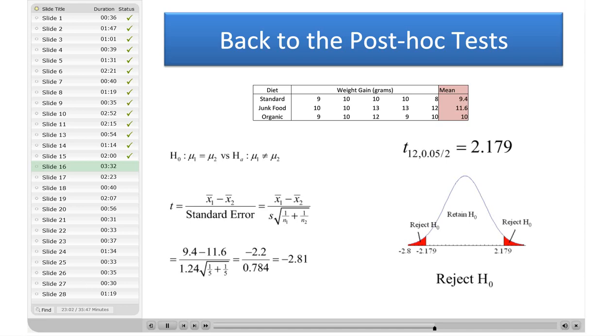Keep in mind that the null hypothesis on this problem is saying that the standard diet is equal to the junk food diet. And therefore, we're rejecting that null hypothesis, and we're concluding that there's actually a difference. And in fact, we'll further conclude, since the mean for the junk food diet is higher than the mean for the standard diet, that the junk food diet leads to a higher weight gain than the standard diet.